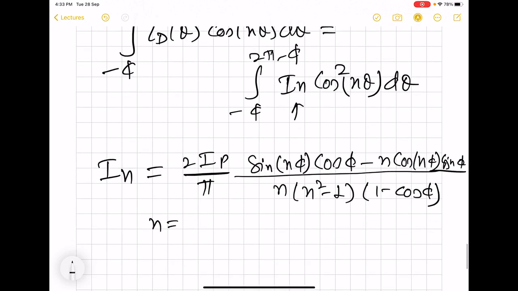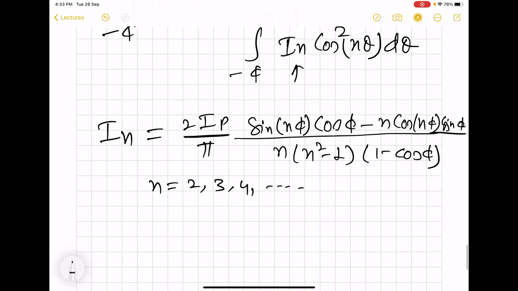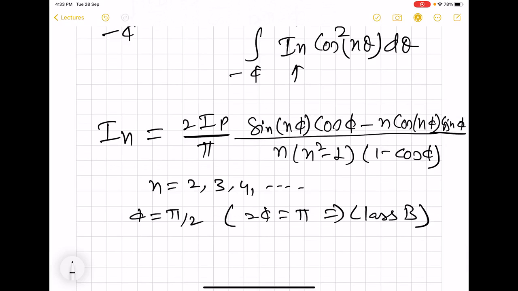And n will of course start from 2, 3, 4, and so on. So here, just to check, we can take phi equal to pi by 2. That means the conduction angle is pi. That means we are basically now talking about class B. For class B, we saw that only the fundamental exists, and the rest of the odd harmonics are 0.